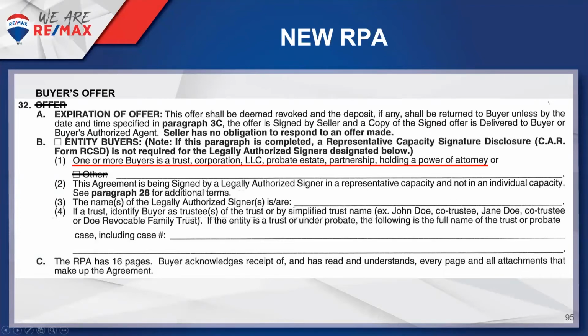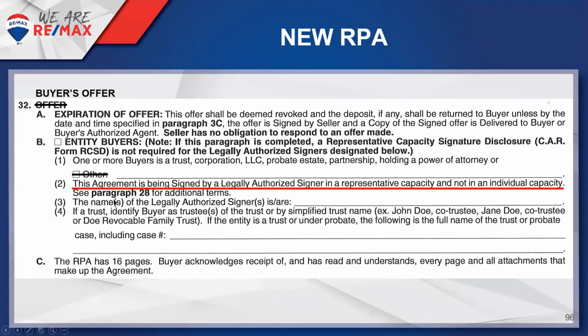And so this blank, ignore this blank, this whole line went away in the RPA that you're looking at right now. This agreement is being signed by a legally authorized signer in a representative capacity and not in an individual capacity. Again, this is an informational clause. This is not an authority clause, as I said before. So you are simply informing the other party that the person signing this is signing it as an authorized signer. You are not documenting they have the authority to do that.